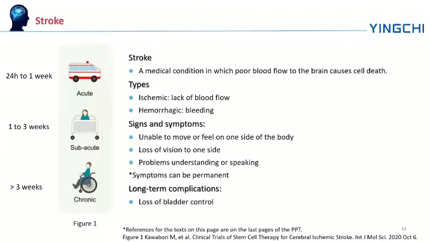Stroke does have some signs and symptoms. For example, patients may be unable to move or feel one side of their body, they may lose vision on one side, and they may also have problems understanding or speaking. These symptoms can be permanent and cause some long-term complications like loss of bladder control.